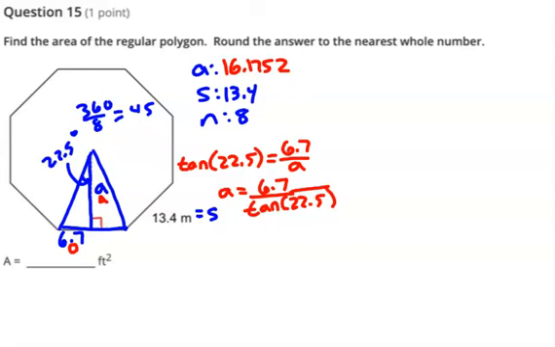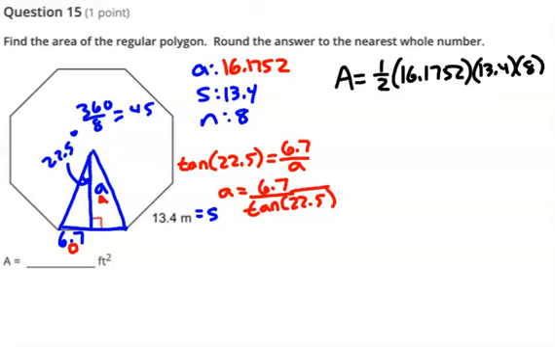It's ideal to just punch all of this stuff in one long calculator step, which is essentially what I'm doing here. You just can't see my calculator. We're going to do 1/2 times what we just found, times 13.4, and then times 8. If you do that, it looks like you get 866.99. To the nearest whole number, that would be 867 square meters.